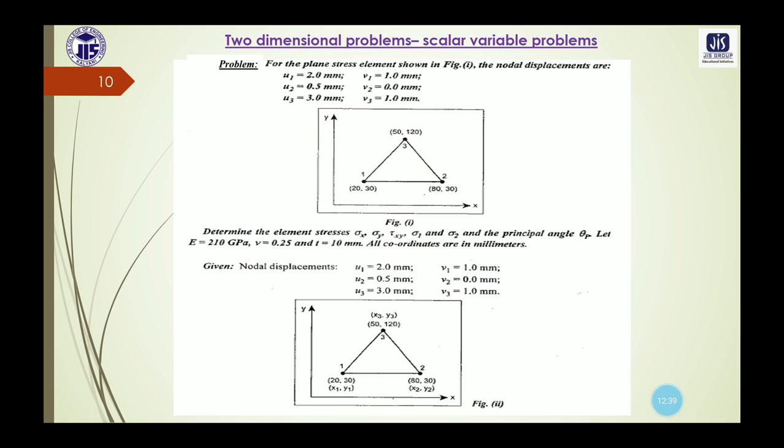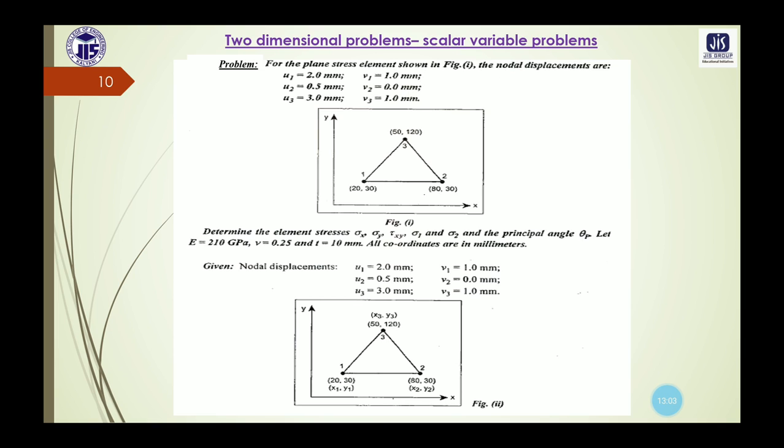So let us first write what are the things given in this numerical and what are the things that we need to find in this numerical. The nodal displacements are given for this two-dimensional problem: u1, u2, u3 and v1, v2, v3. And the coordinates of these three nodes 1, 2 and 3 are given.